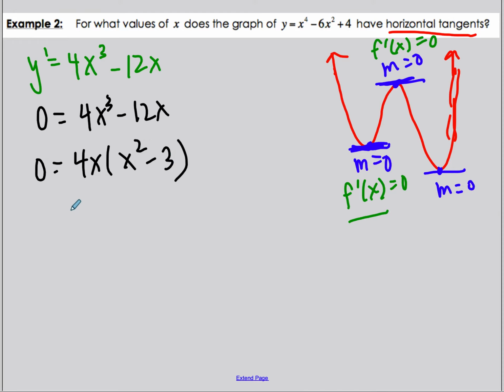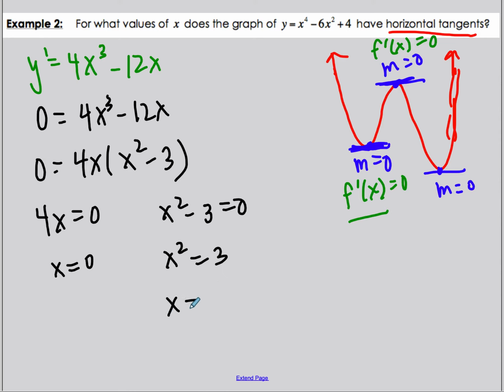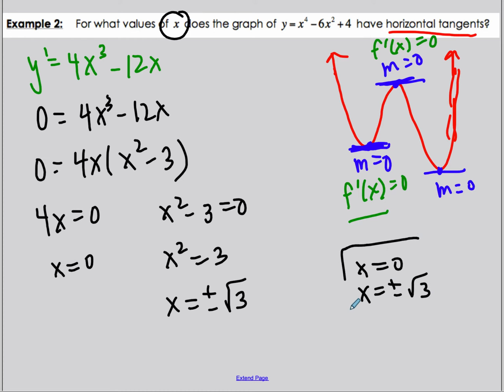And then from here, I would set each part equal to 0. And then divide by 4. So x equals 0. And here I'd add 3 to the other side. And then I take the square root. Don't forget, you guys, when you take the square root, 2 answers, positive or negative square root of 3. So for what values of x, it's not asking for a point, just says for what values of x. So my answers would be x equals 0 and x equals plus or minus the square root of 3. So I have 3 answers, and there they are.